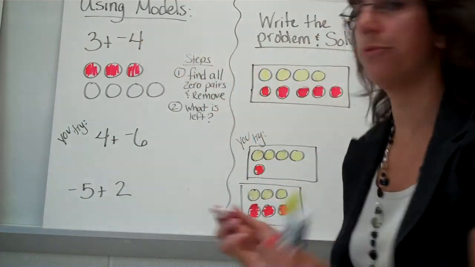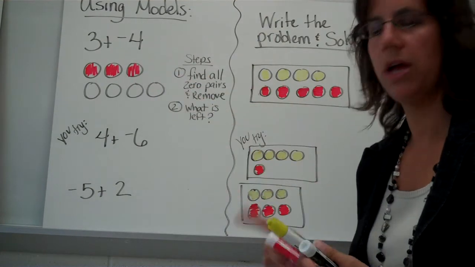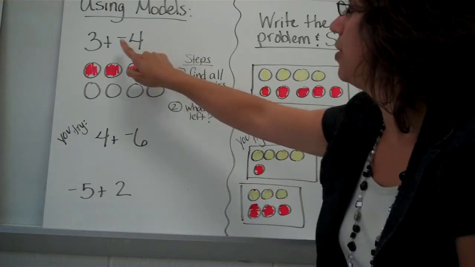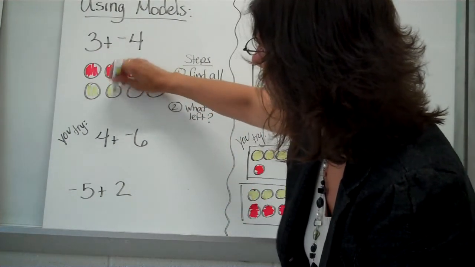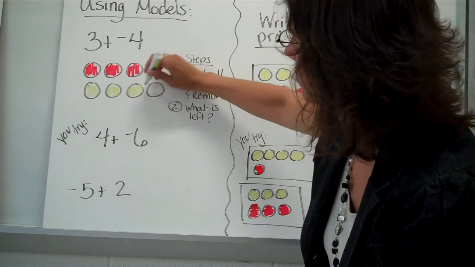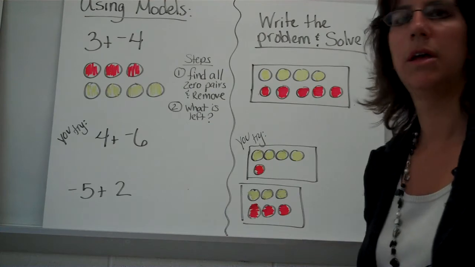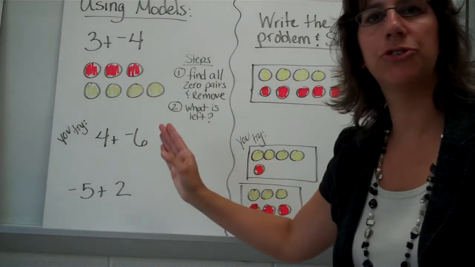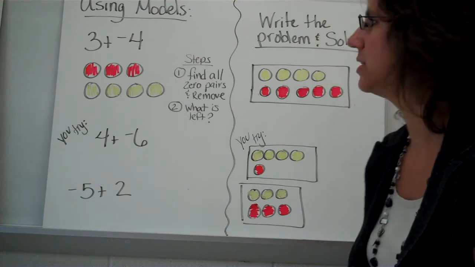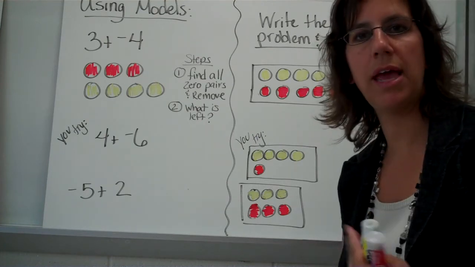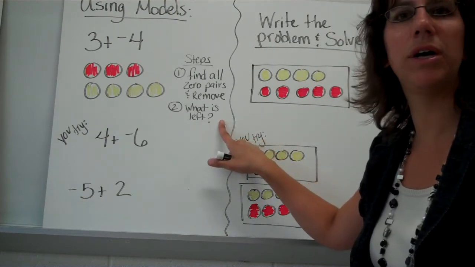Here is our 3. That's the first number in our addition problem. And then we also have a negative 4. Negatives are yellow. So we have 4 negative values, so we're going to do 4 circles here. Now, once you have your picture drawn, you're going to find all the zero pairs you can find. You're going to match up as many red and yellow circles as you can, grouping them together. And then finally, you're going to see what's left.